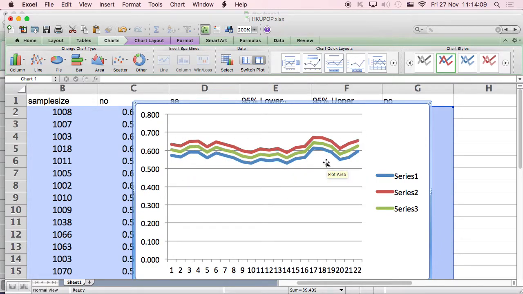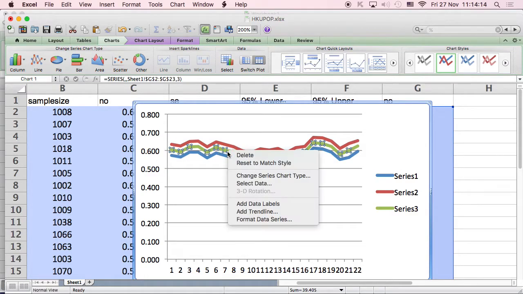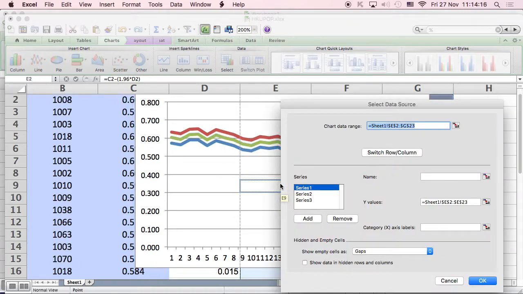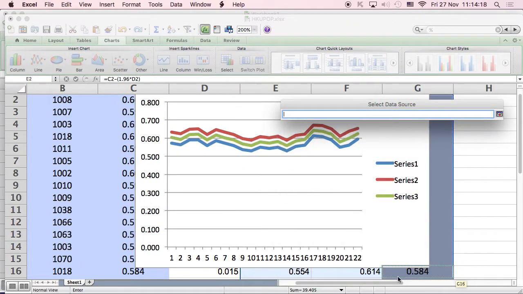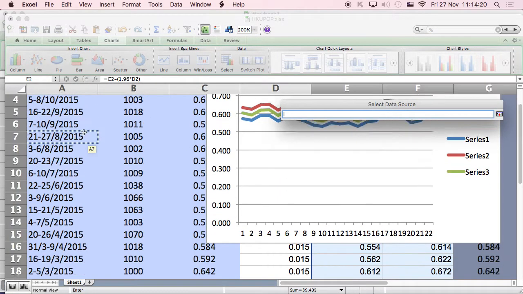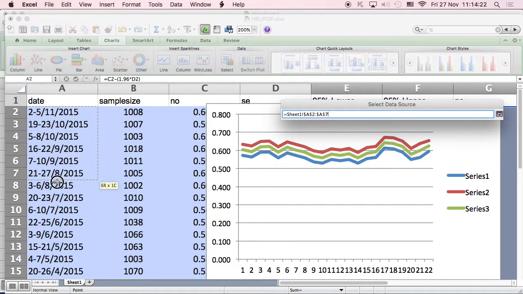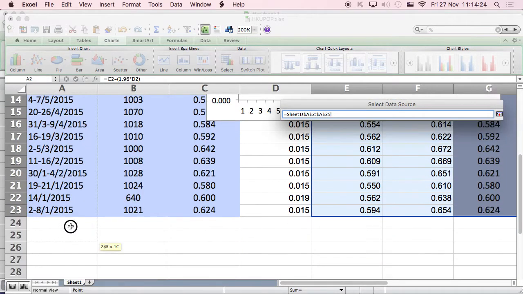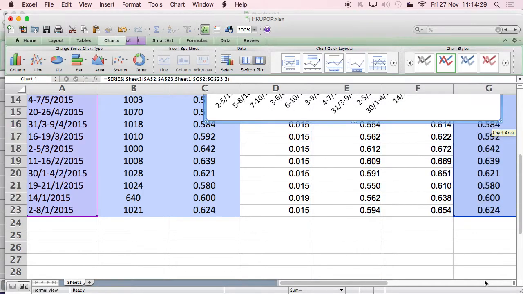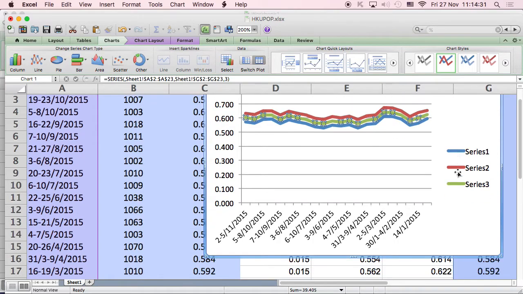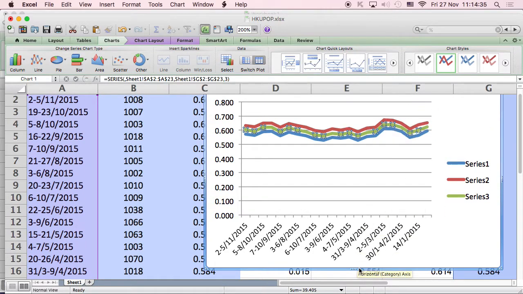Okay. And it will be much nicer if you change the x-axis label to the date. Okay, it should be something like this. If you turn in something like this, I will give you marks.